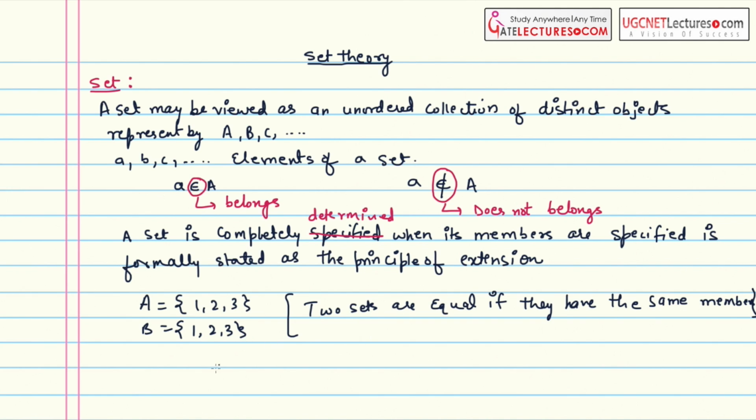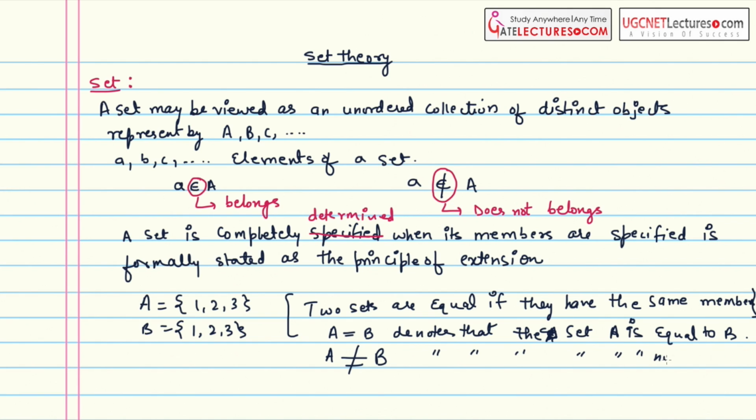And if we say the two sets are equal, then we generally denote it by A equal to B, which denotes that the set A is equal to the set B. And if we write A not equal to B, it denotes that the set A is not equal to the set B.